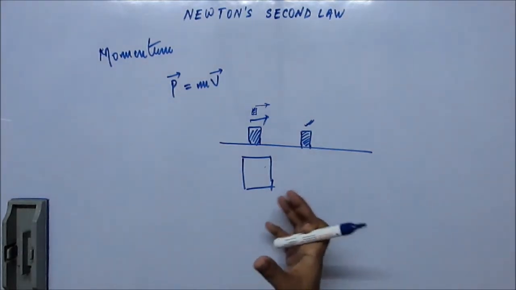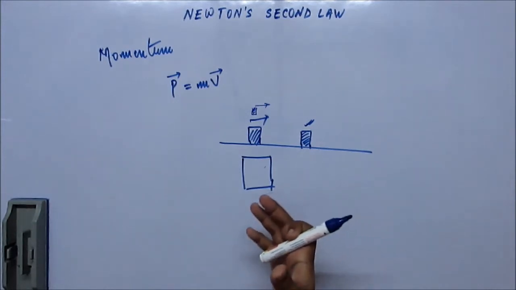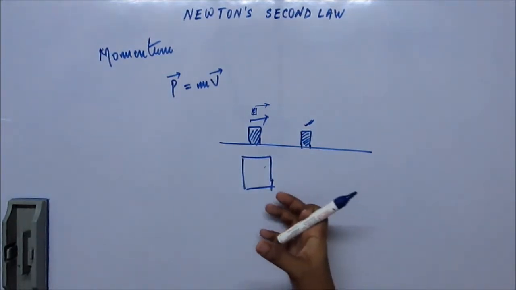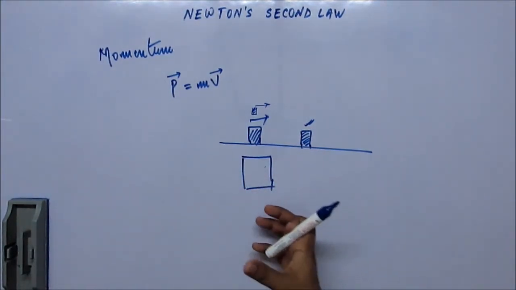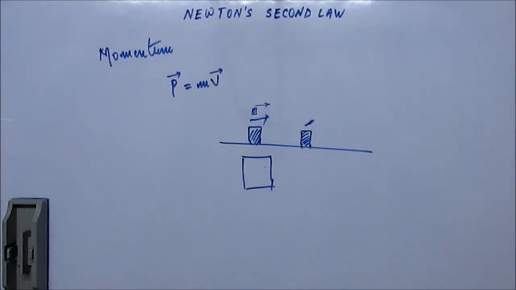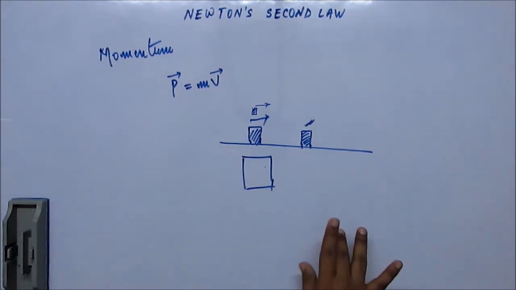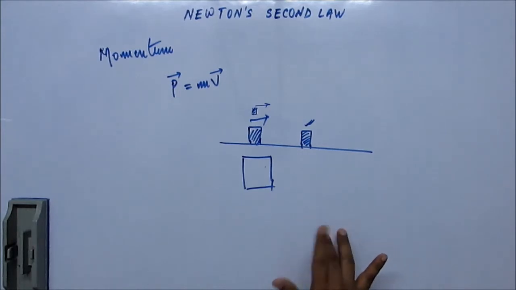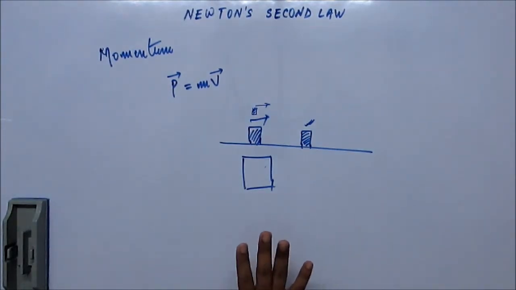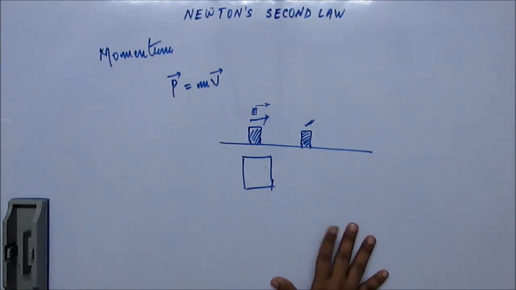Okay, so that's why we define such a quantity. Like we have kinetic energy, similarly we have momentum. So on collision, momentum comes into the picture. When we study collision later, we're going to deal with momentum in greater detail. But for now, momentum is mass into velocity, represented by P, and a vector quantity having direction same as that of velocity. That is good enough for us to get started with Newton's second law of motion.